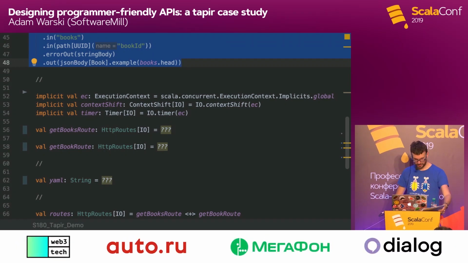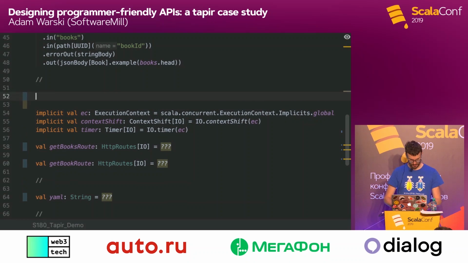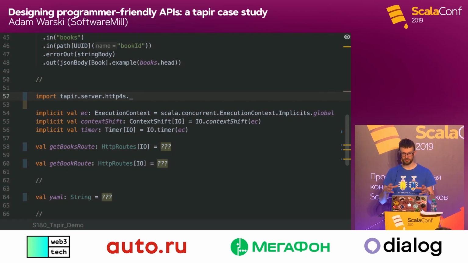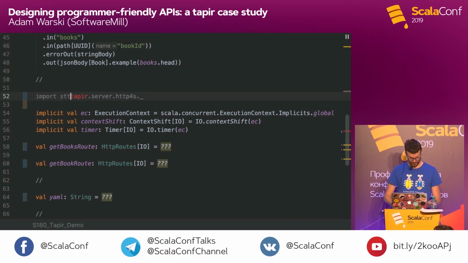So what we will do is import an interpreter. We will import Tapir server HTTP4S. So we will interpret our endpoint description as an HTTP4S server. Sorry, I forgot HTTP. Okay. Why is it red? Okay, that's an old computer, it's quite slow.